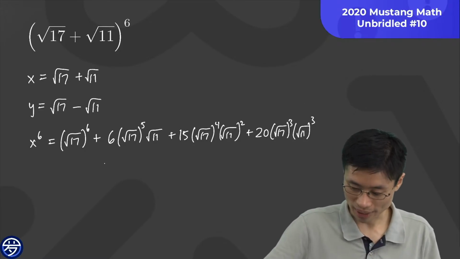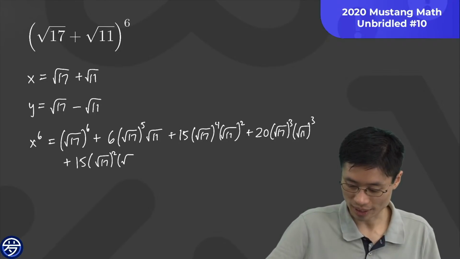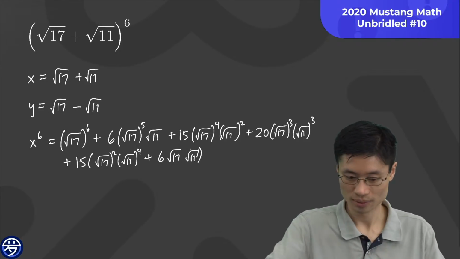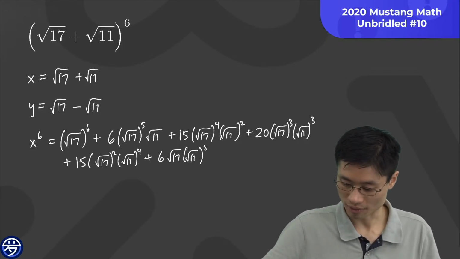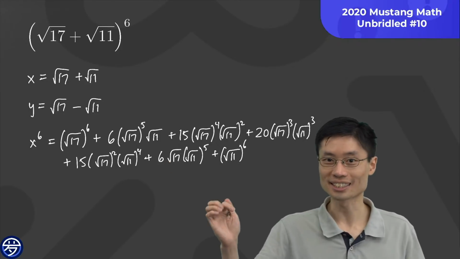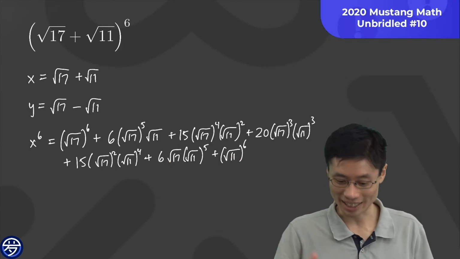Then it's now plus 15 times root 17 squared, root 11 to the 4th, plus 6 times root 17 times root 11 to the 5th, plus, finally, root 11 to the 6th. Now, what's the point of this? The point of this is that if I do this with y to the 6th, a lot of these are the same, just with minuses.